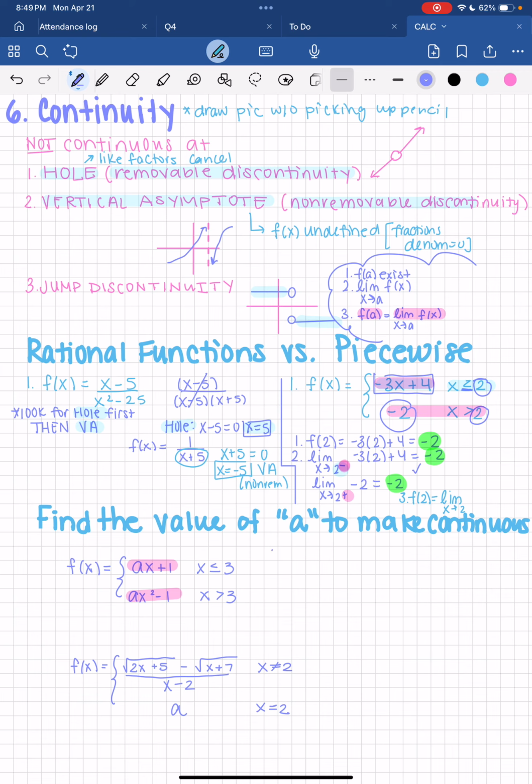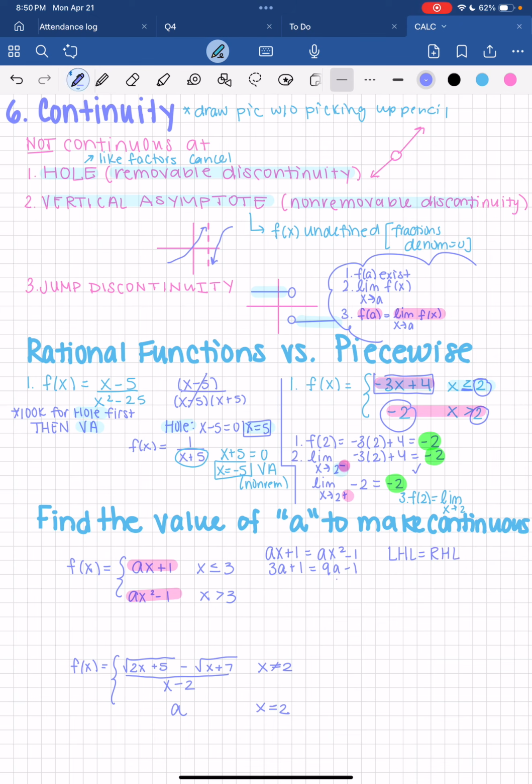So I'm going to take the top piece, ax plus 1, and I'm setting it equal to the bottom piece because I need the limit from the left to equal the limit from the right. And I'm going to replace x with 3. That's it. So let's replace x with 3. That's 3a plus 1 equals 9a minus 1. And now you're just going to solve for a. So you're taking the left-hand limit and setting it equal to the right-hand limit.